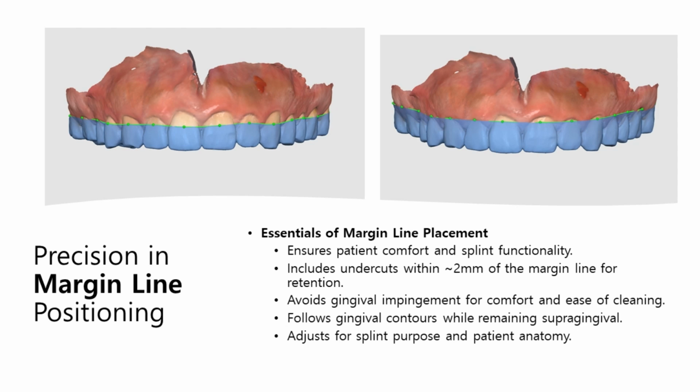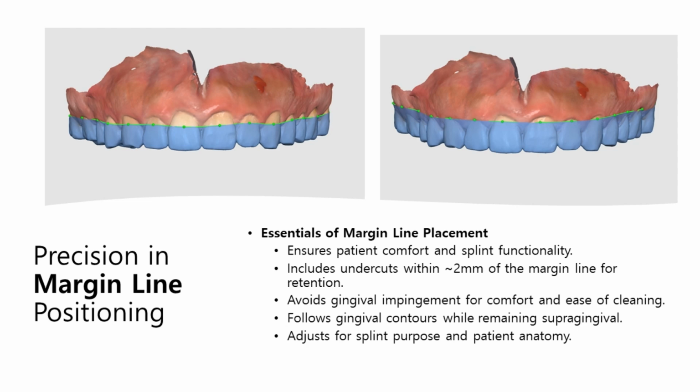It's important to avoid impinging on the gingiva. This consideration helps in maintaining patient comfort and makes the splint easier to clean, thus contributing to overall oral hygiene. The margin line should closely follow the contours of the gingiva while remaining above the gum line, supragingival, to prevent irritation or inflammation, safeguarding the patient's oral health.